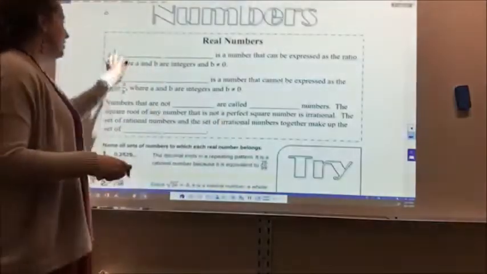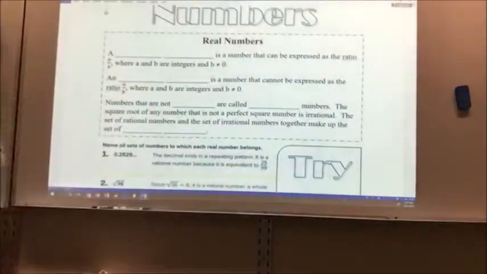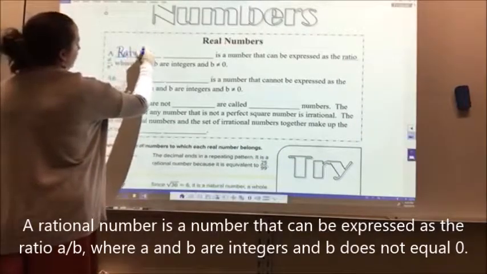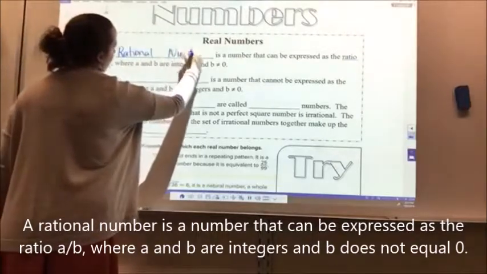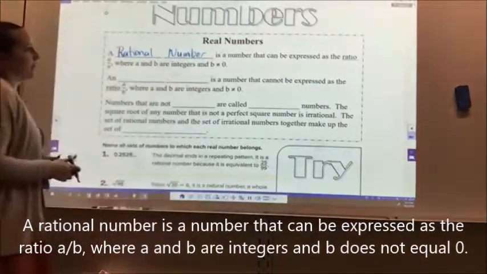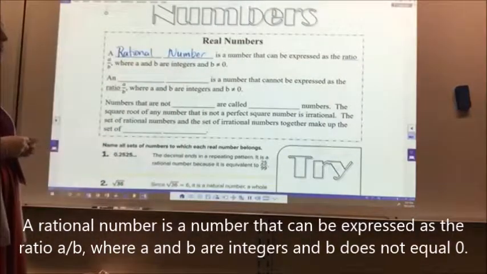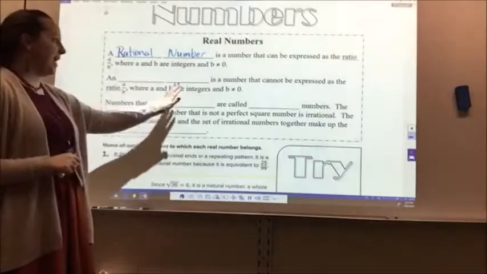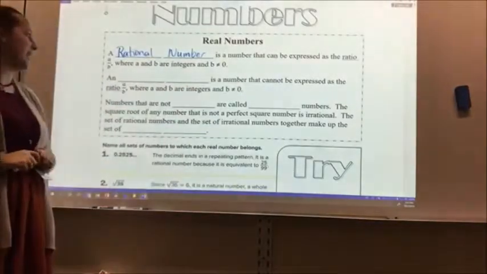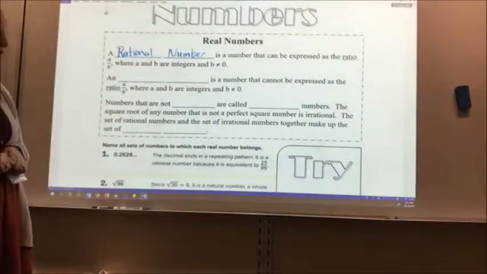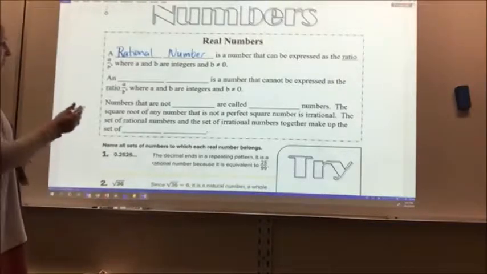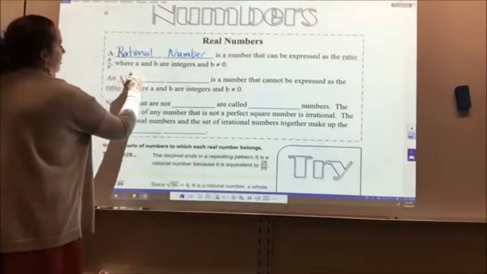Okay, so in these two blanks, you're going to write rational number. So a rational number is a number that can be expressed as the ratio A over B, where A and B are integers, and B cannot be 0. And blank blank is a number that cannot be expressed as a ratio A over B, where A and B are integers, and B does not equal 0. Okay? In those two blanks, you're going to write irrational.